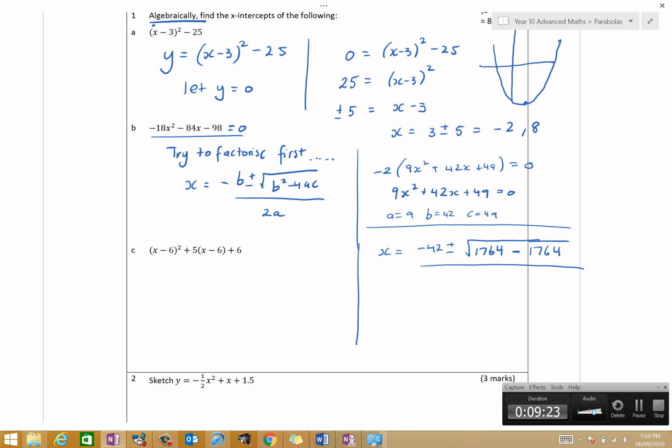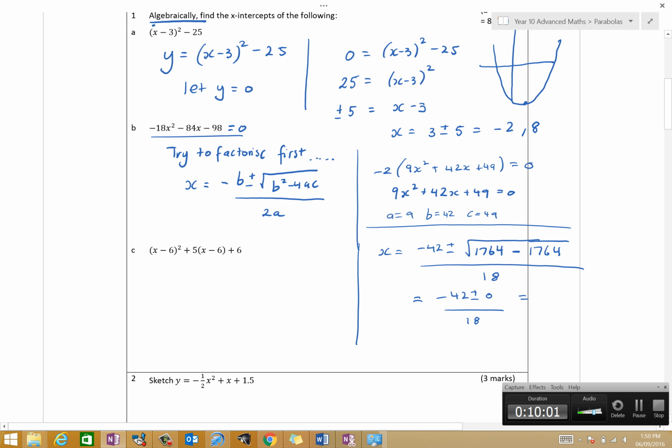Now, what's 2a? 2a is what? 18. Beautiful. All right. Now, what a lot of people do is we clearly say that that's minus 42 plus or minus 0, over 18. Now, how many solutions are there? There's one solution. In other words, this b squared minus 4ac, the discriminant, is 0. What does that mean? It means that there's one solution.